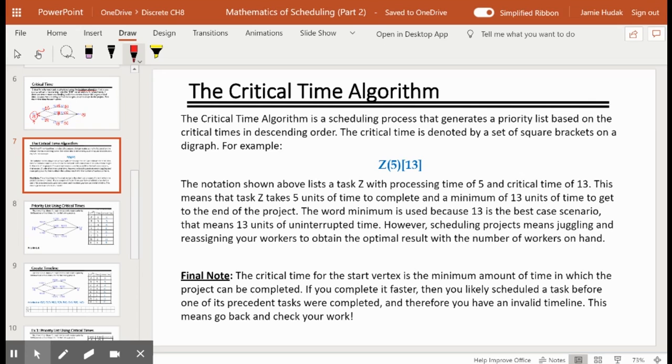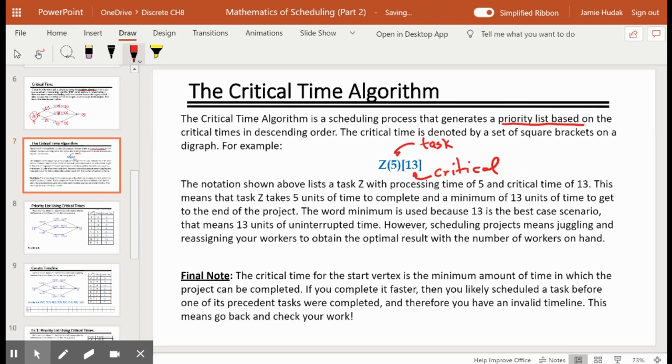So, just to recap, the critical time algorithm is a scheduling process that generates a priority list based on the critical times in descending order. We're going to do that next. The critical time is denoted by a set of square brackets on the digraph. For example, if I had a task Z, the parentheses tells me task time. That's how long it takes to complete that individual task. And the square brackets tells me critical time.